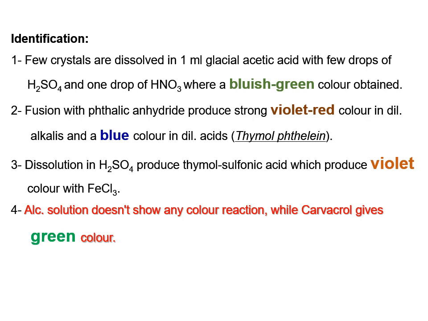This reaction or the formed constituent is known as thymol phthalein. That is similar to phenolphthalein as it changes its color in acid and alkaline medium. Also the solution of thymol in sulfuric acid produces thymol sulfonic acid, which produces violet color with ferric chloride.